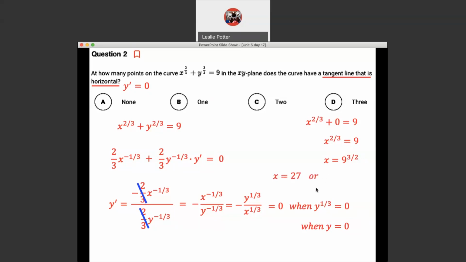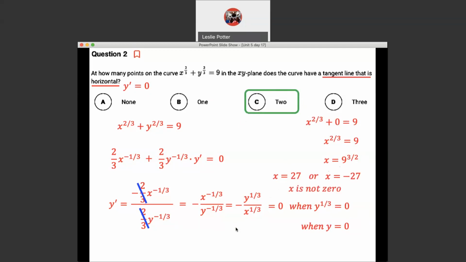And the thing is, when we cube something, we could also cube a -27. We could take -27 to the 3/2 power and also get a solution, also get a scenario where y would be equal to 0. So we actually have two. This is what happens with odd powers: we can take positive solutions and negative solutions. So we actually have two solutions here where we have a horizontal tangent line.